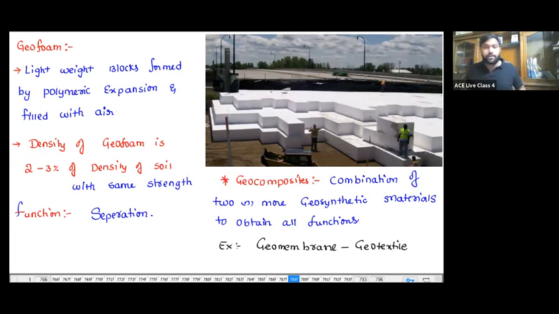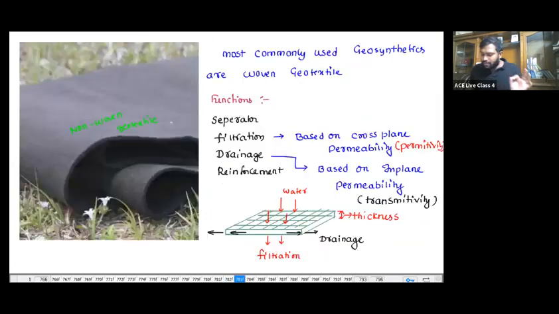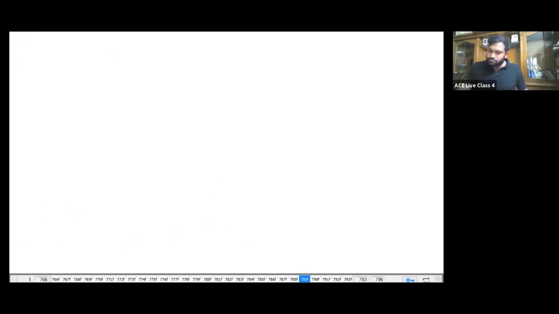Okay. Fine. So that's about the different types of geosynthetic materials. There are no numericals. It's all about complete theory. Not even a single numerical you are going to see. It's all about complete theory only.